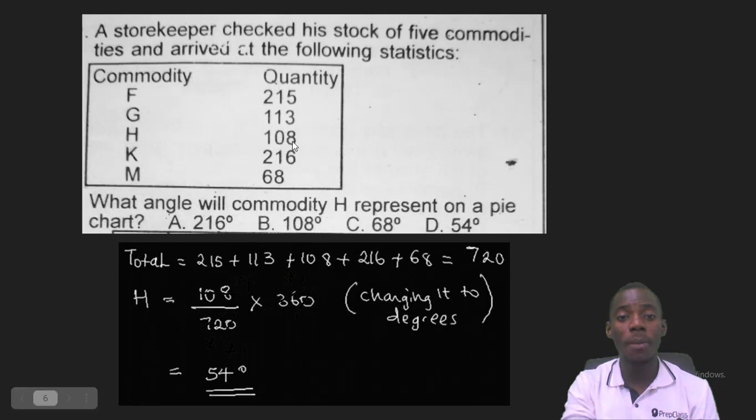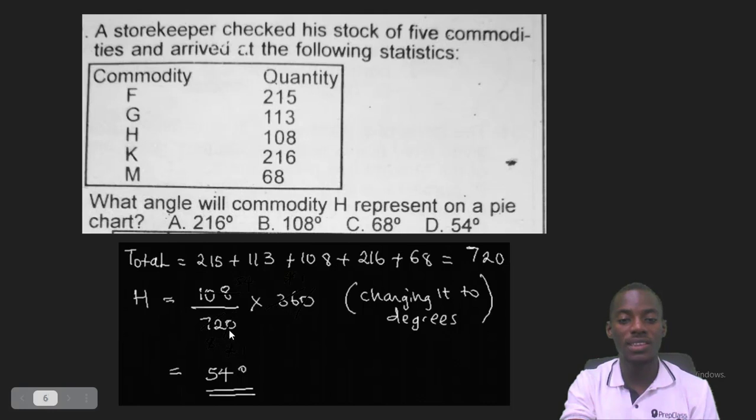Now here you are changing numbers into degrees. And what would that be? We have quantity, so first find the total. 215 plus 113 plus 108 plus 216 plus 68 is 720, right? Now the number we are finding for H, right? The number for H is 108.